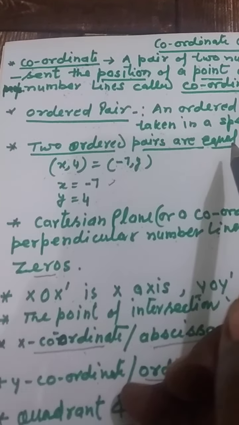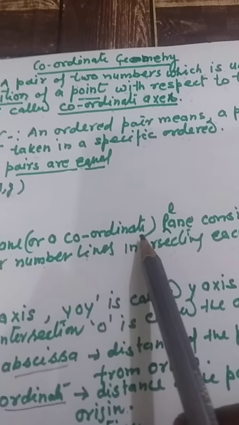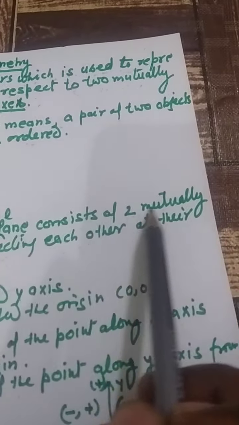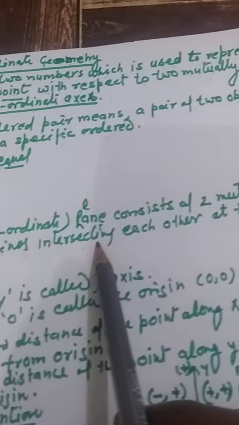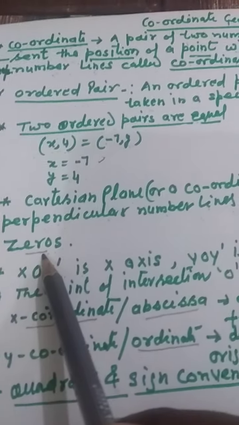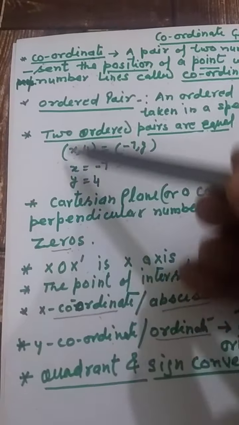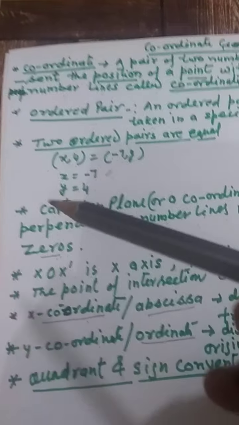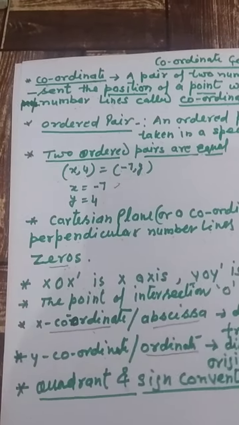Next is the Cartesian plane or coordinate plane. It consists of two mutually perpendicular number lines intersecting each other at their zeros. That is called the Cartesian plane. To understand all these terms, I think I should share what the graph is. If we understand through the graph, all these terms will be clear to you.